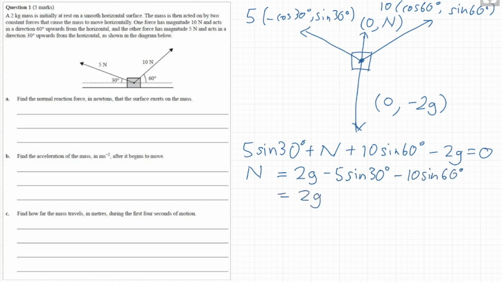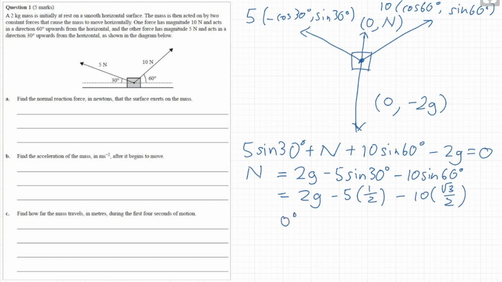And then we just need to put in the values of these trigonometric expressions. So sine 30 degrees is a half, sine 60 degrees is root 3 over 2. Personally, when I was going through the education system, I found it quite hard to remember how these values all worked. So I'll give you a little trick for remembering them.